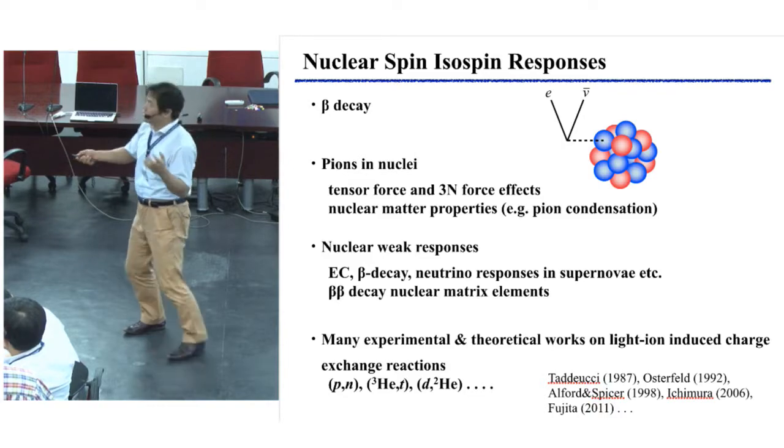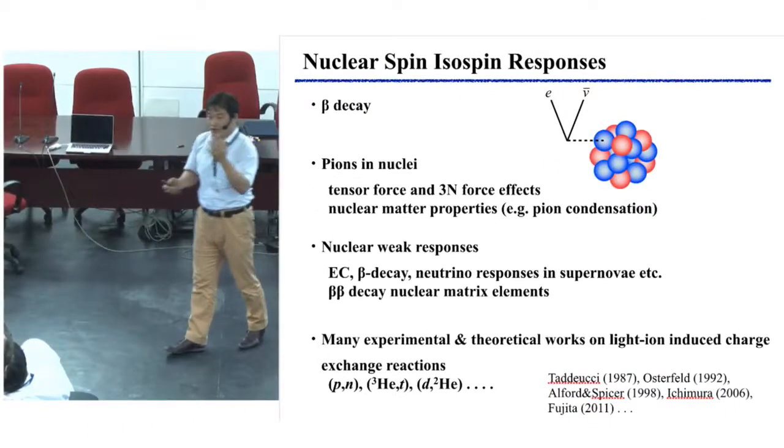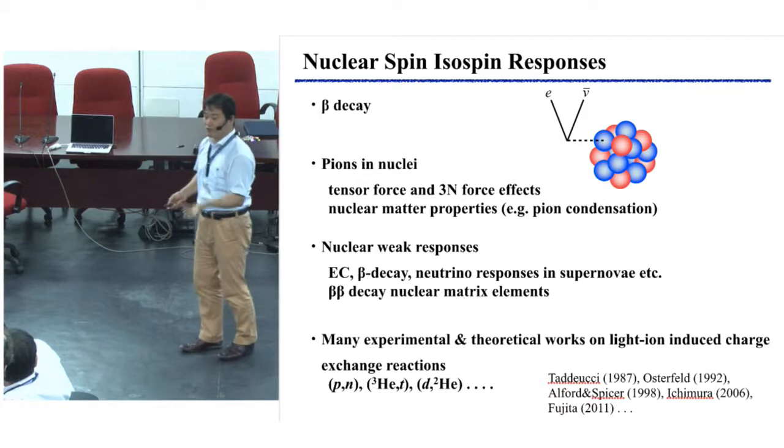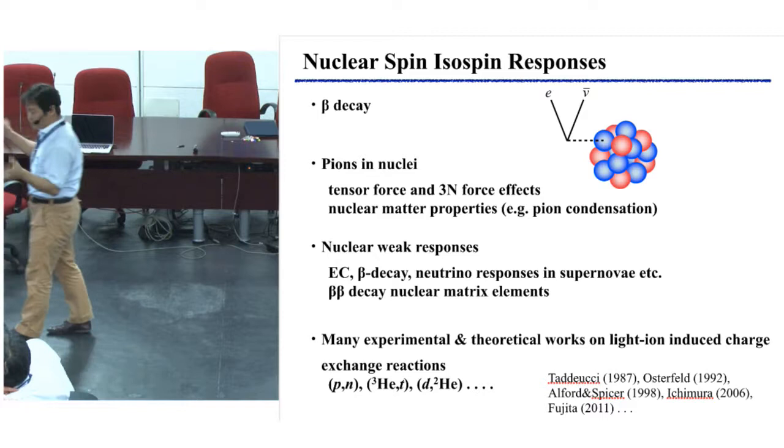These nuclear spin and spin responses also have much to do with nuclear matter properties. One of the good examples is pion condensation. From previous studies on nuclear spin and spin responses, we know that pion condensation doesn't take place at low densities. And this is mandatory for the existence of, say, two solar mass neutron stars. If pion condensation took place at low density, nuclear matter could not sustain a very heavy neutron star. This is one of the examples.